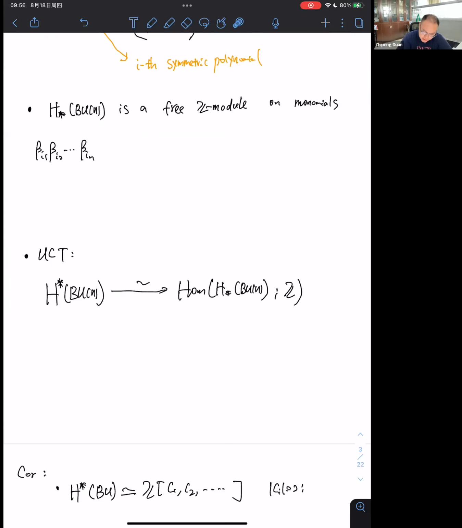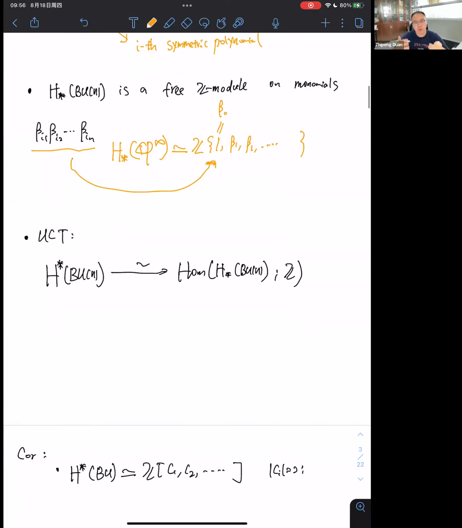So what is this beta class? If you calculate the basic case, the homology of CP infinity is just the homology of BU1. So the homology of CP infinity is isomorphic to the free Z module on generators. If you write the generators as 1, beta 2, and so on, you can also denote the 1 as beta 0. Now these monomials, beta i1, beta i2, just come from those beta classes.